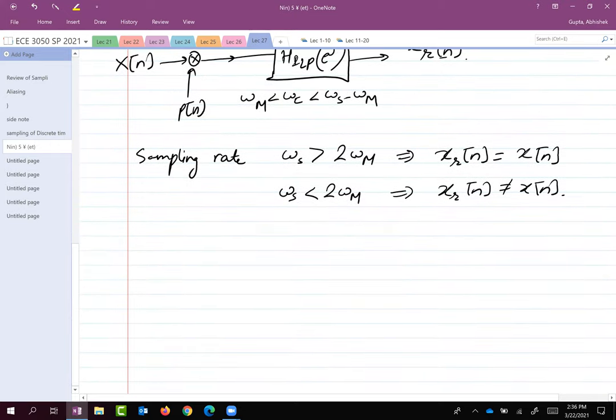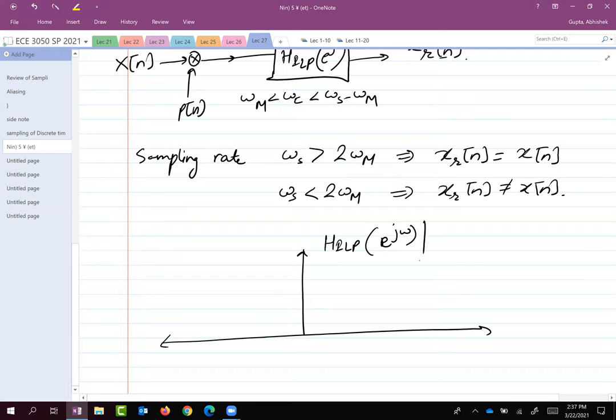Okay, now the only other important note I want to make, something that I missed in the continuous time case, so I just want to make sure I write it explicitly. If you look at the absolute value of the ideal low pass filter, this is omega c, this is minus omega c, this is omega, and this value is capital N. So the magnitude of the low pass filter must be capital N.